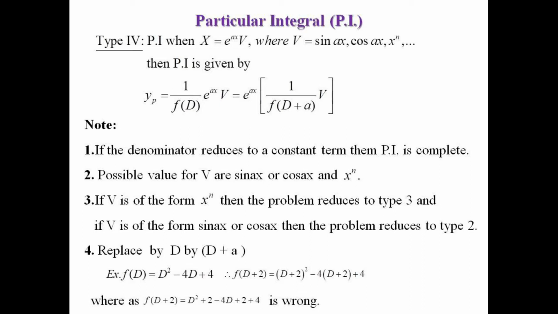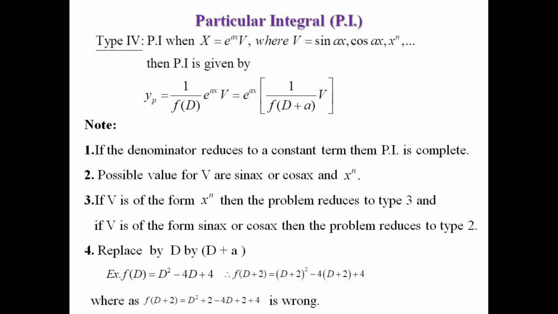While solving the example, the question is how long we have to solve. If the denominator reduces to a constant term, then particular integral is completed. That means we get the final value of the particular integral. One more question arises while solving problems based on this type: what are the possible values for v? The possible values for v are sine of ax or cos of ax or x raised to n.